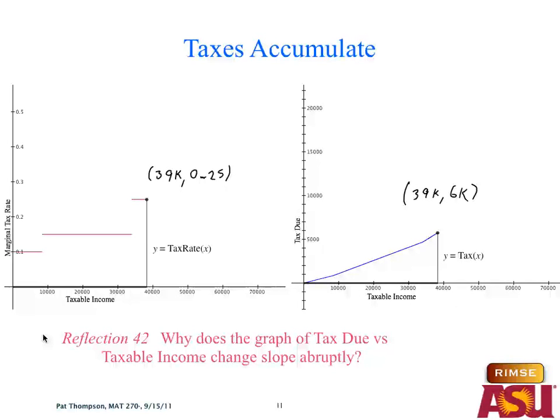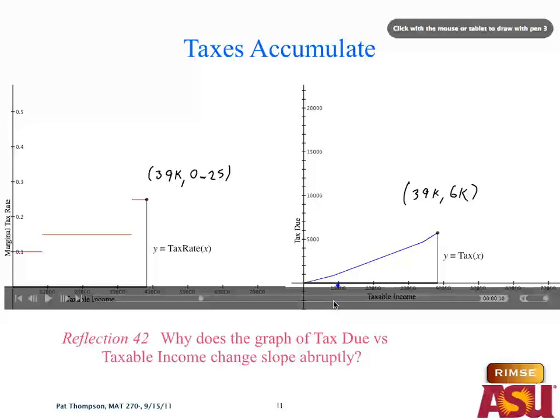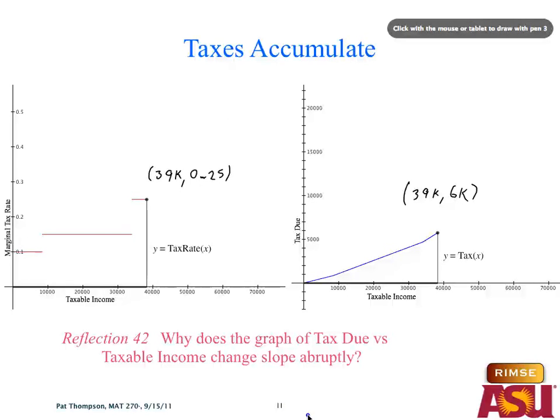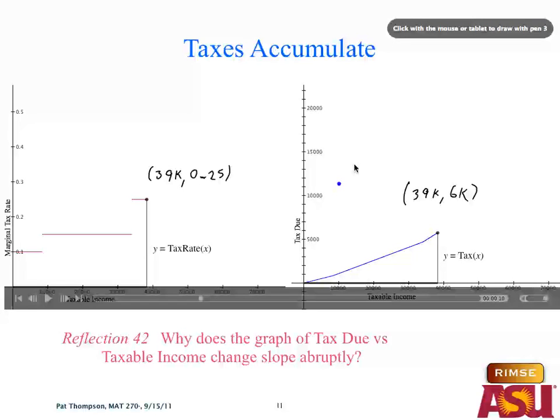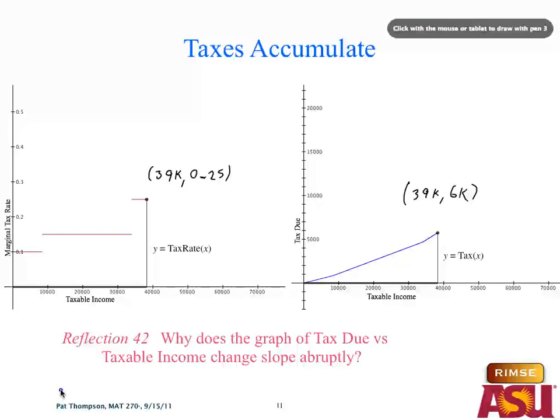Okay, why does the graph of tax due versus taxable income change slope abruptly? Richard. Can you see that? Right here there's an abrupt change, and right here there's an abrupt change, just because we're changing the constant tax rate. That's why there's a break like that. It's not a continuous change. Right, so there's an abrupt change that reflects the abrupt change in rate. That's right.